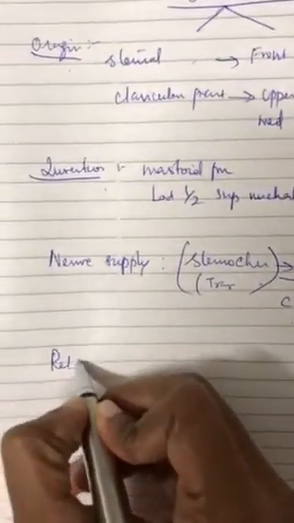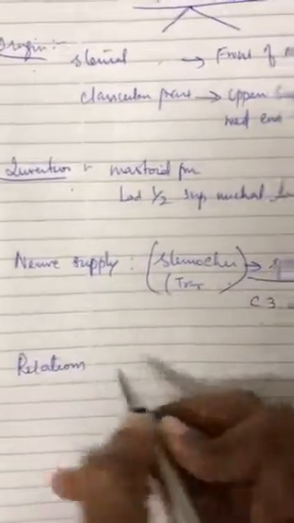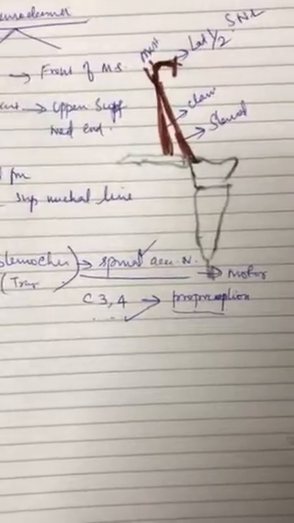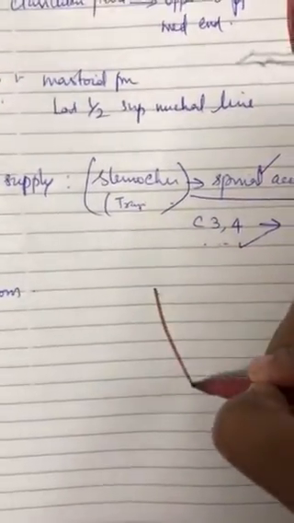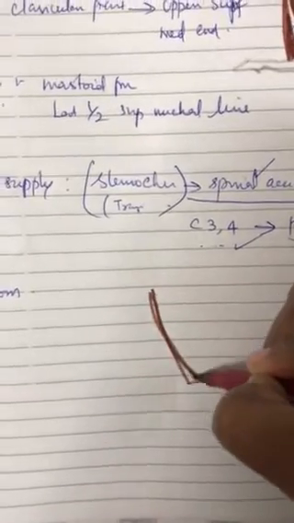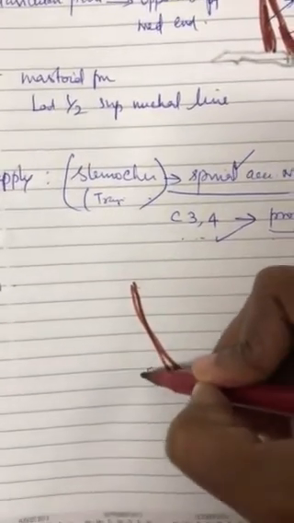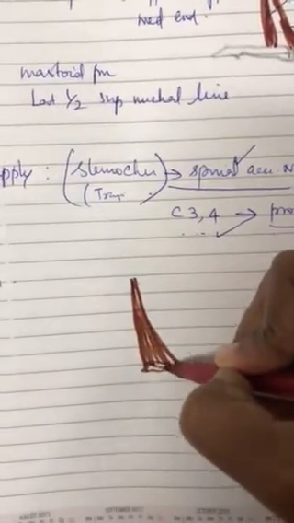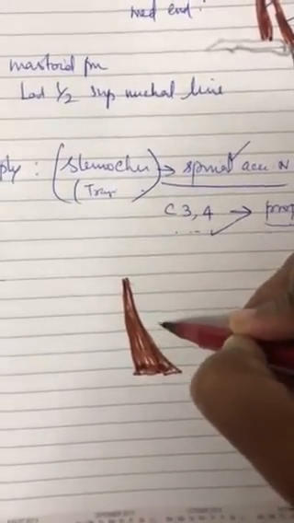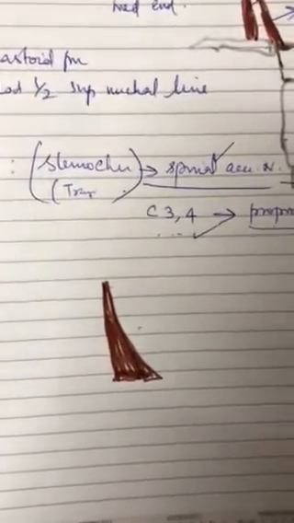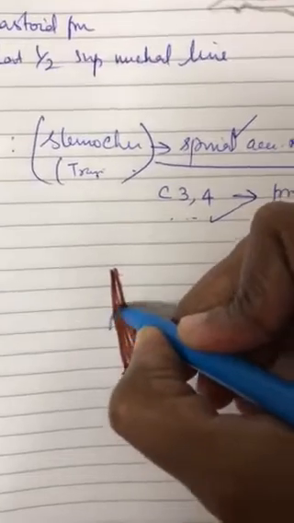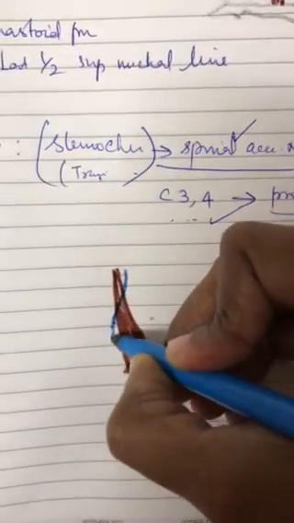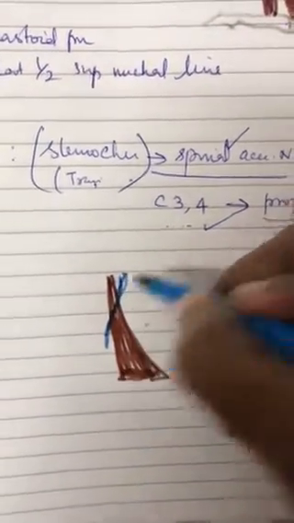Then relations. When you write the relations of the sternocleidomastoid, you have to draw the muscle like this. This is your sternocleidomastoid, right? This is the sternal end, and here is the clavicular end, and this is the muscle. This is the anterior half of the muscle, and this is the posterior half. One important vein is lying on the muscle, that is the external jugular vein. So you should write the external jugular vein, a very important relation.